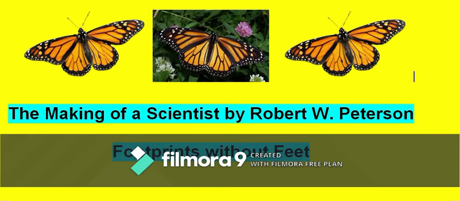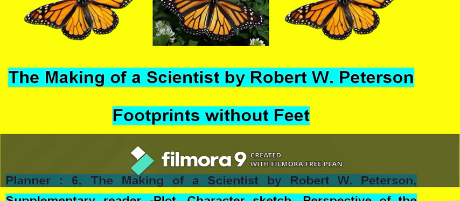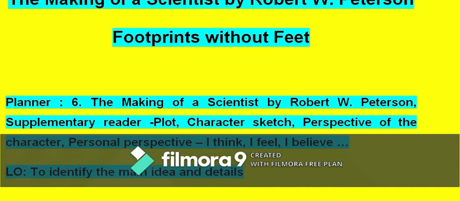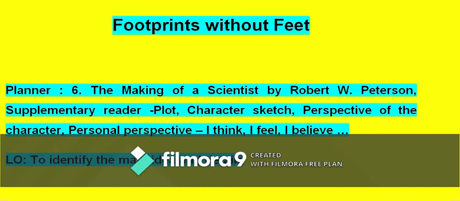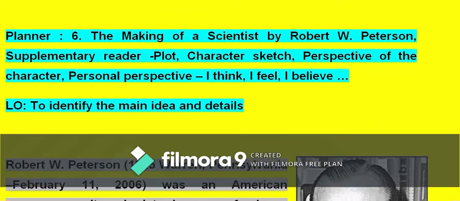Fine. Let us proceed with the writer, that is Robert W. Patterson. From the planner, you must have seen that it is in our weekly plan, and we need to identify the plot, character. Now it is not a story, so you will not have a plot. Character sketch, you can definitely have the character of the scientist, and the qualities and the perspective of the character. He was quite a positive character. Personal perspective: what do you think about this particular scientist?